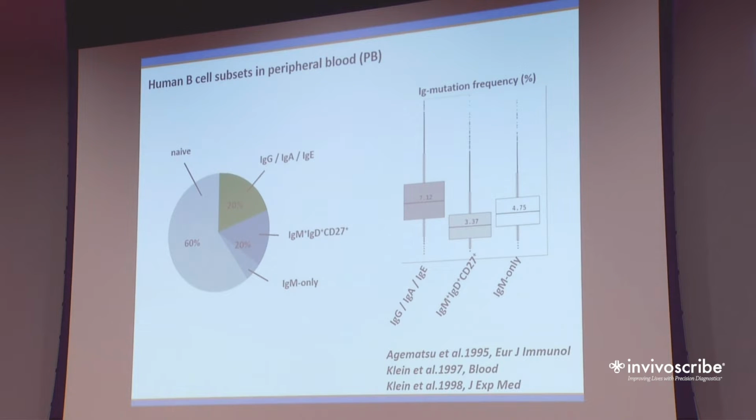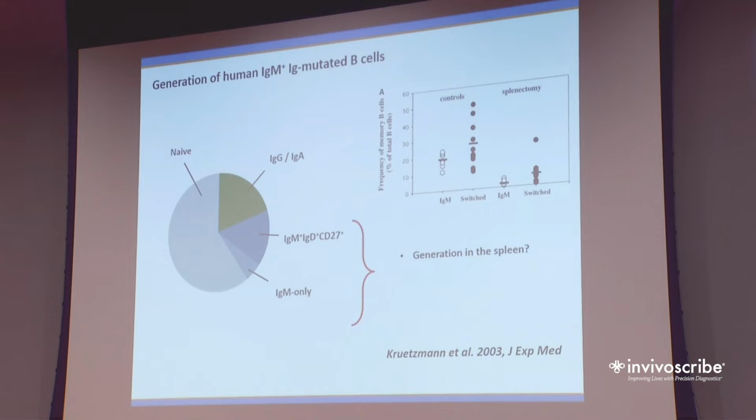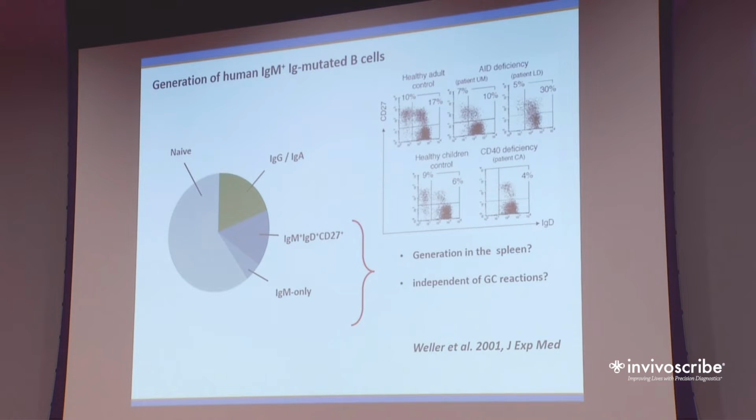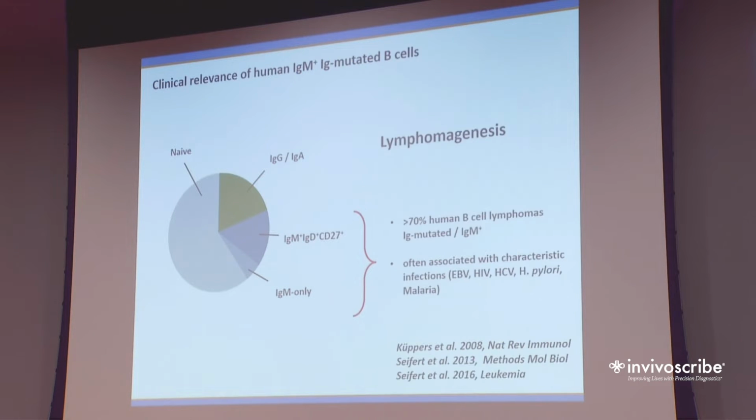Already more than 20 years ago, two further subsets of Ig-mutated B cells were detected in the peripheral blood of healthy humans, and these were called IgM-only B cells or IgM-IgD CD27 positive cells, and they showed clearly mutated Ig levels relative to the class-switched B cells. And there was a lot of discussion about the genesis of these cells, that they, for example, are generated in the spleen, or that they are also generated independently of germinal center reaction, which is still a big matter of debate, if you ask me. But today I want to highlight this point.